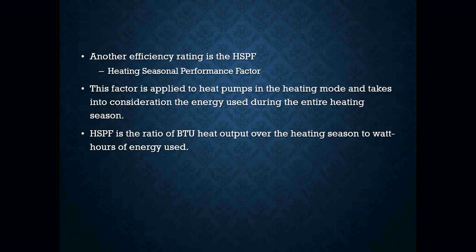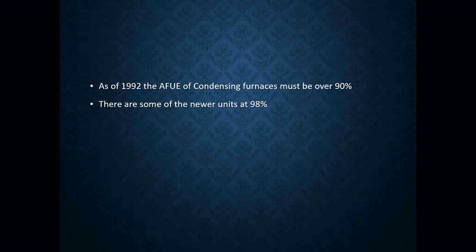Another efficiency rating is the HSPF, which is your heating seasonal performance factor. This factor is applied to your heat pumps in the heating mode and takes into consideration the energy used during the entire heating season. The HSPF is the ratio of BTU heat output over the heating season to watt-hours of energy used. As of 1992, the AFUE of condensing furnaces must be over 90%. There are some of these types of furnaces out there that are running about 98% efficient.